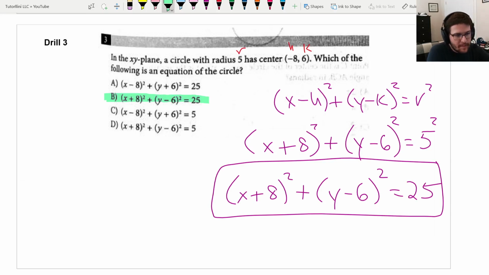And if you were going to do this one by using Desmos, you could just plot the point and then type them all in. And whichever one looks like it has a radius of 5 and has that center is correct. Again, you really need to know how to do this.